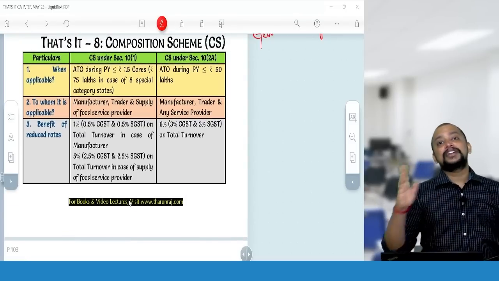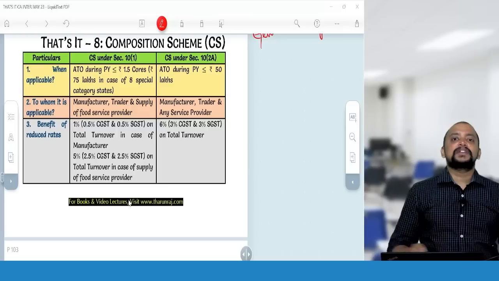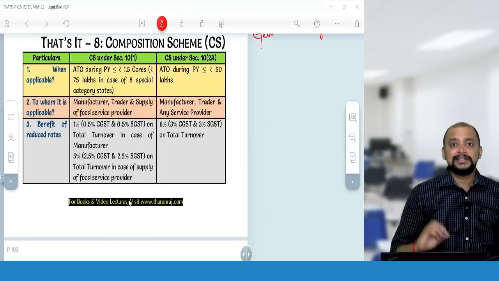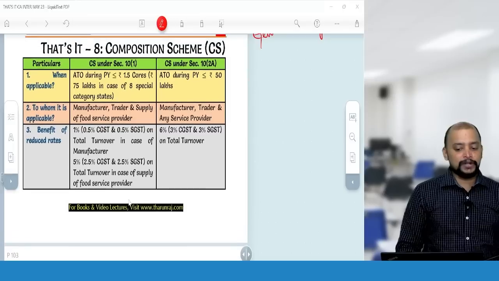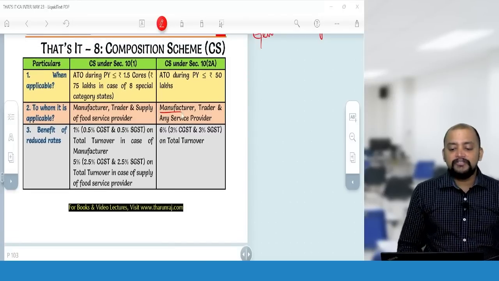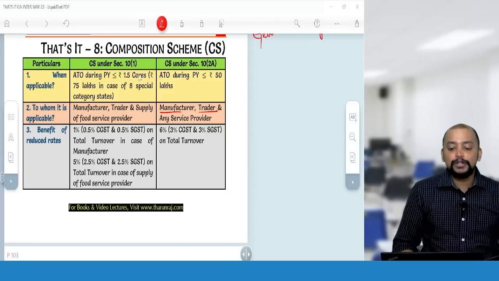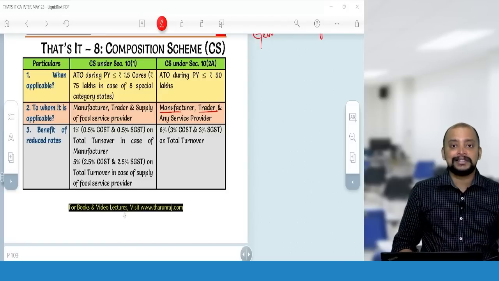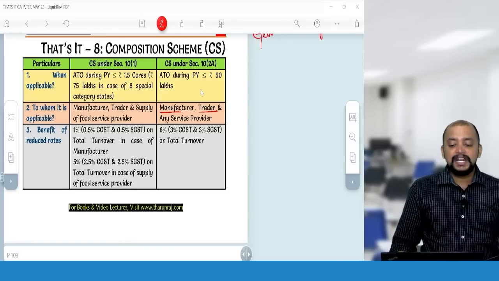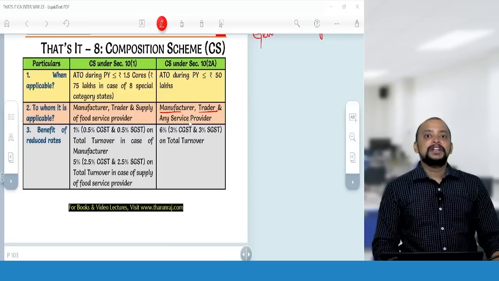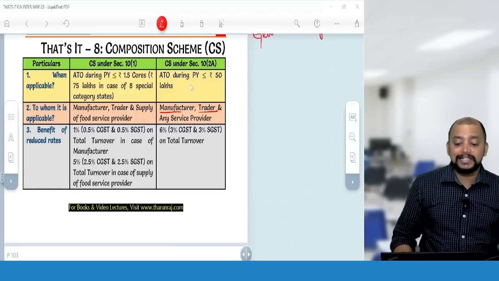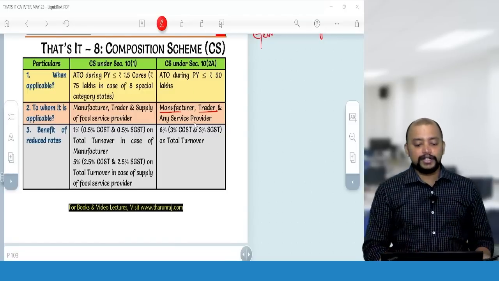Suppose you are under 10.2A, then it will always be the same rate, that is 3% CGST, 3% SGST on total turnover. So that's the reason why for a manufacturer, trader and even a supplier of food service provider, it is advisable to go for 10.1 only because the rates are less and even the limit is also high. Whereas 10.2A is applicable to whom? A person who is a service provider other than supplier of food can go for 10.2A.